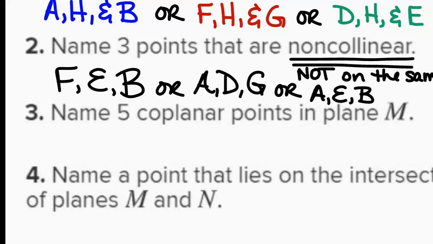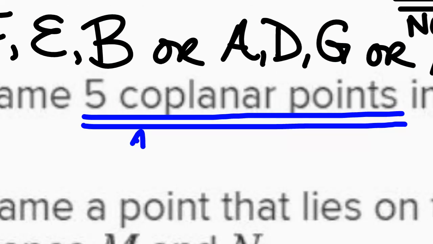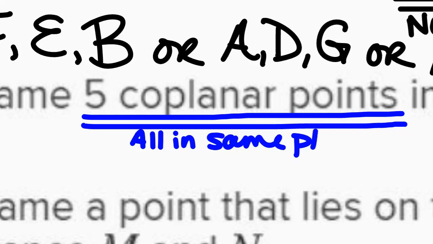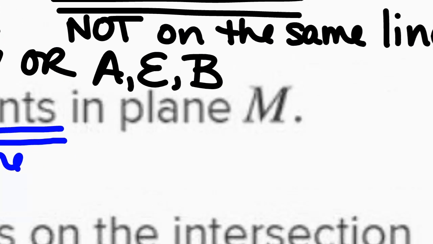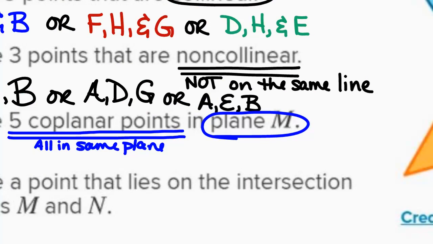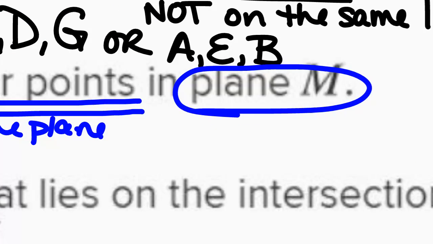Number 3, we want 5 coplanar points, so 5 points all in the same plane. And they tell me that they all need to be coming from plane M. So plane M, that's the one in blue right here. There are 5 points that are all in this plane that are shown in the figure. Point A is in plane M. Down here, point B is in plane M.